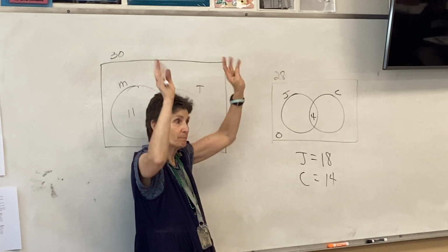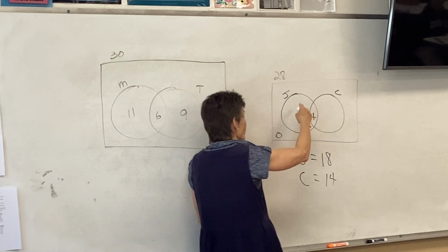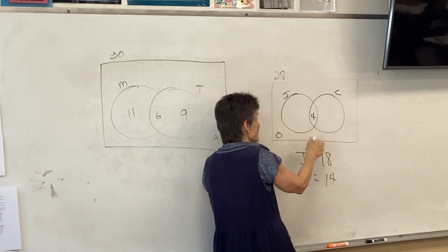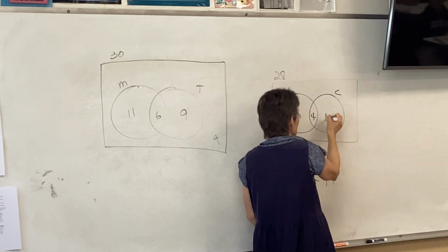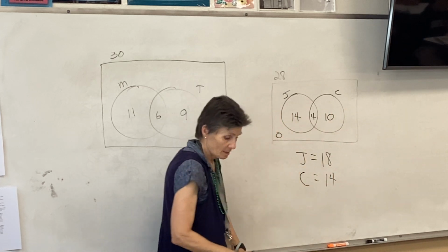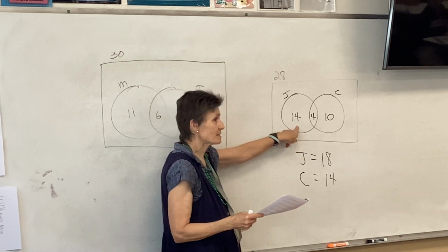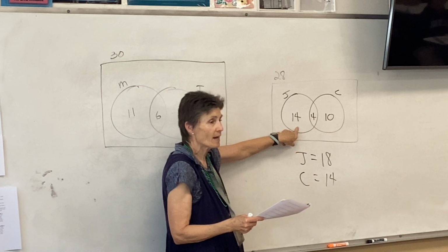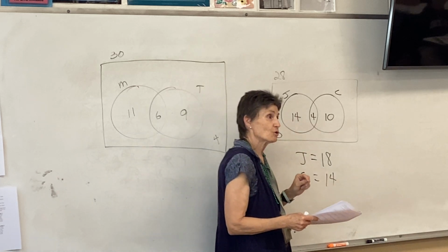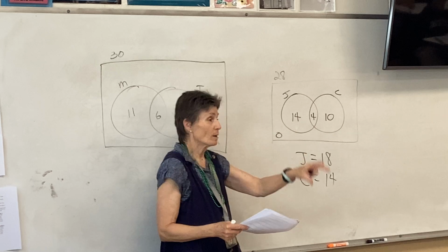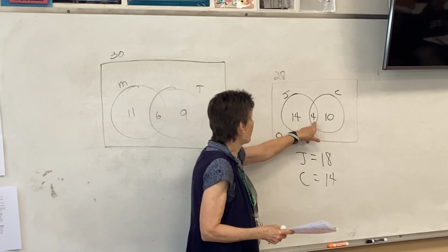32 hands went up, 28 kids, so 4 extra hands. Since the whole jazz bowl is 18, this part must be 14 jazz, and this part must be 10. How many students like only jazz? 14. So again, turn this into probability. What's the probability I choose a kid that likes both? 4 out of 28.